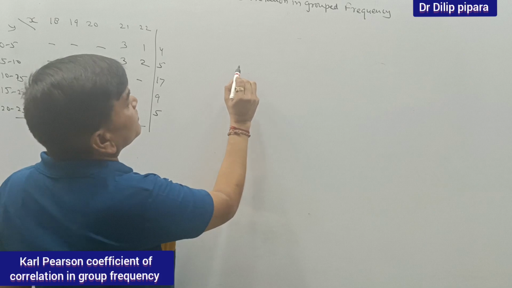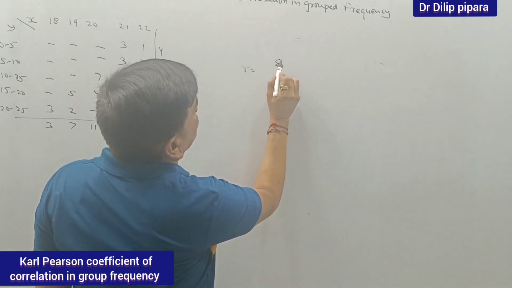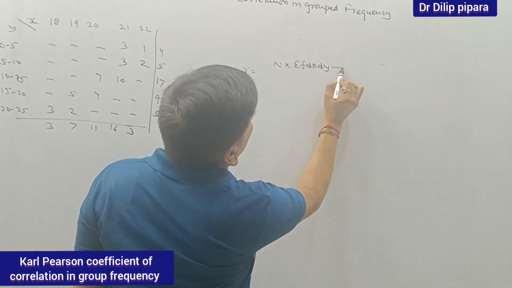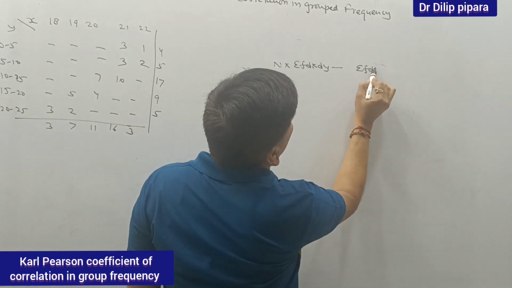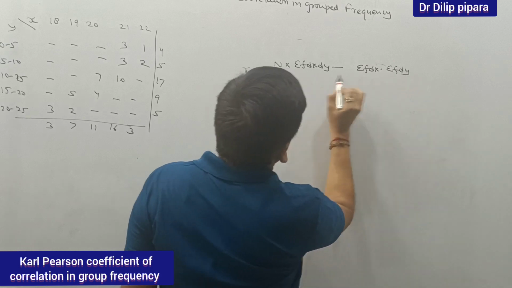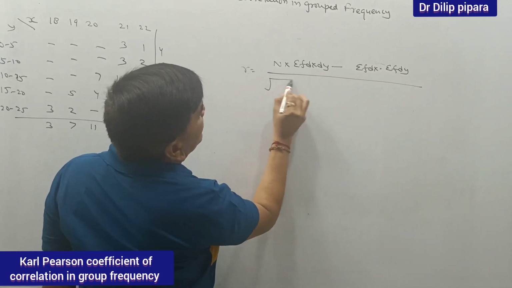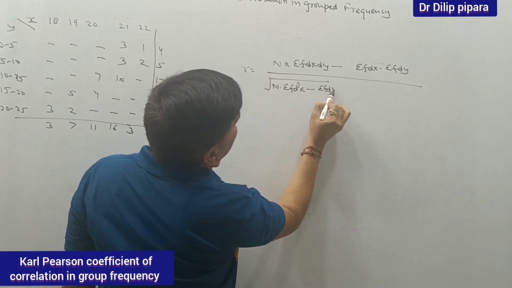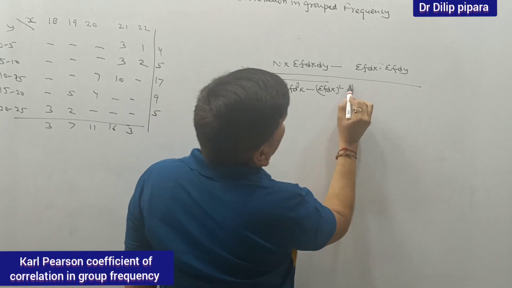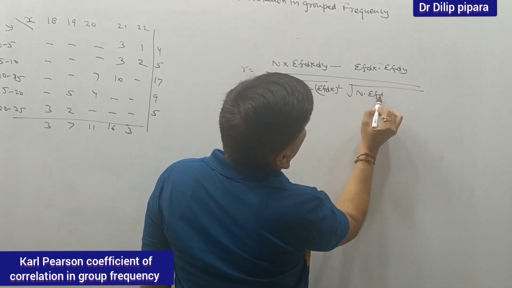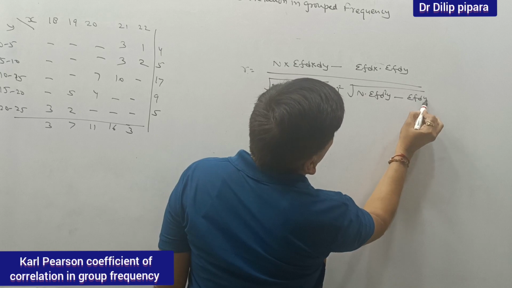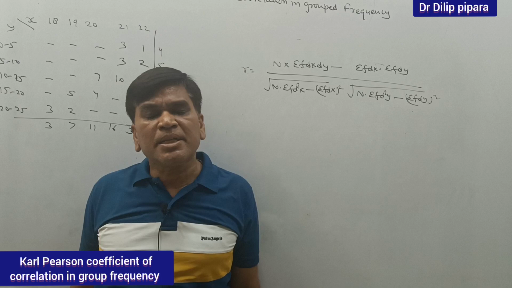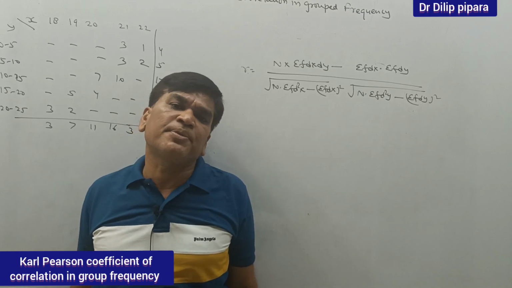We have to use the formula r equals n multiplied by sigma f dx dy minus sigma f dx multiplied by sigma f dy, divided by the square root of n multiplied by sigma f dx squared minus sigma f dx whole squared, and again n multiplied by sigma f dy squared minus sigma f dy whole squared. So our formula is the same, but here we have to multiply with the frequencies.